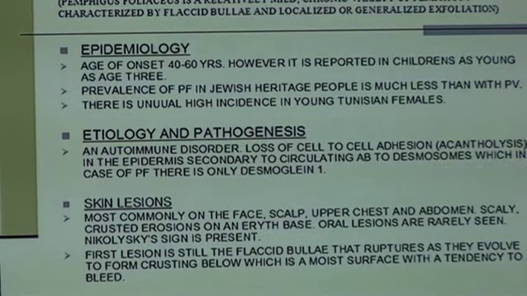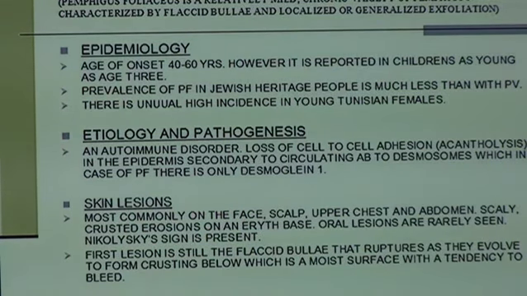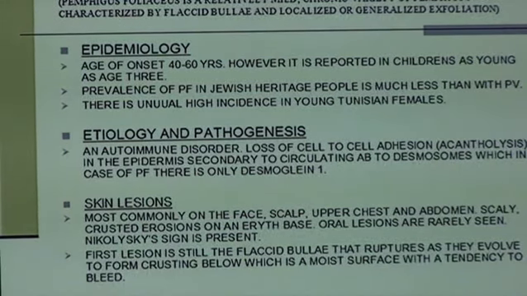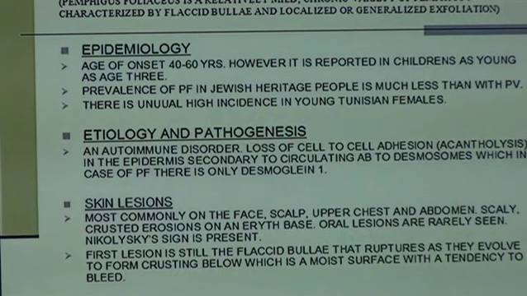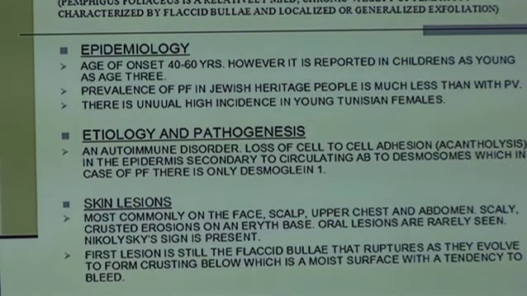The prevalence of pemphigus foliaceus in people of Jewish heritage is much less than in pemphigus vulgaris. And there is a high incidence seen in young Tunisian females. This is also an autoimmune disorder, with loss of cell-to-cell adhesion, acantholysis, and the circulating antibody that we see in this one is desmoglein 1 only. You do not see desmoglein 3 in this one.